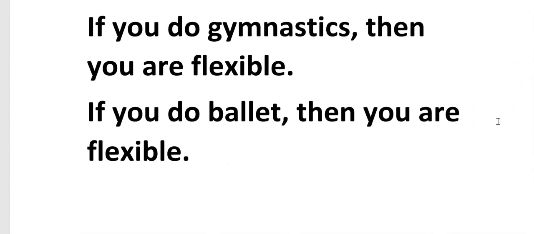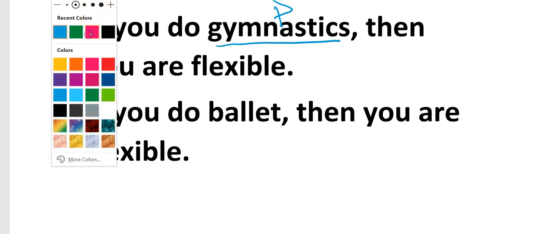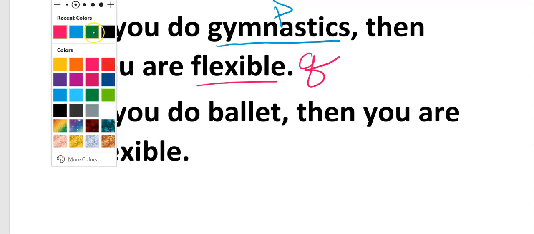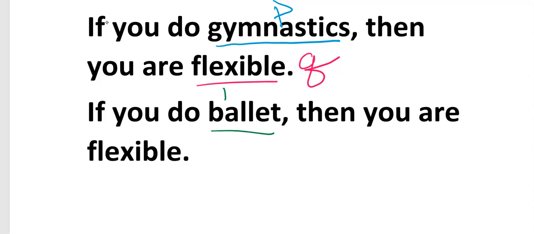Okay, so we're going to say if you do gymnastics, gymnastics is going to be P, then you are flexible. Flexible is going to be Q. Okay, and it can be just a single word. If you do ballet, have we talked about ballet yet? No. That's going to be a different letter then. So I'm going to say ballet is going to be R. Then you are flexible. What's flexible again? What letter? Q. Okay, now we're going to put it together.